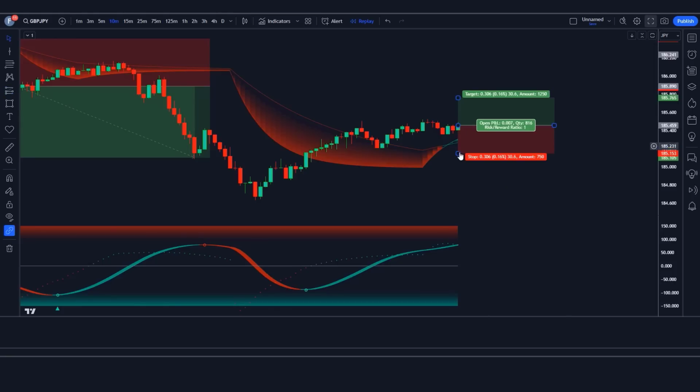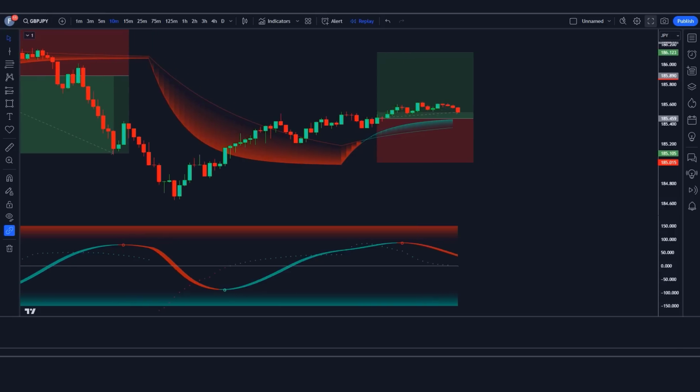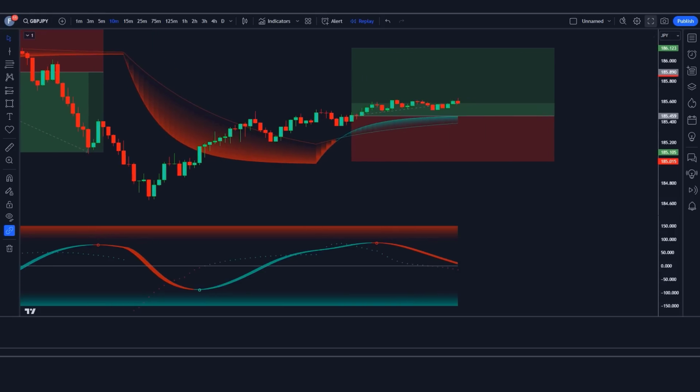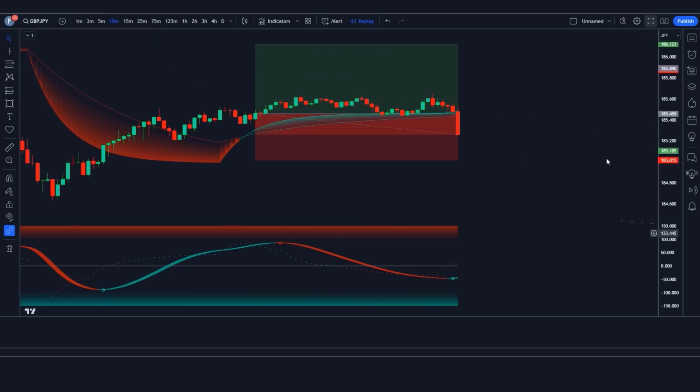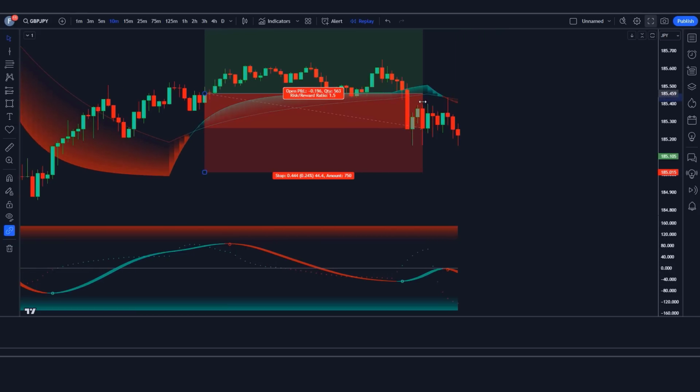Our stop loss is to be placed at the previous low of the liquidity area, and the risk to reward ratio will be 1:1.5. Let's see what happens to our trade. The market has given the next signal. We will close this trade.